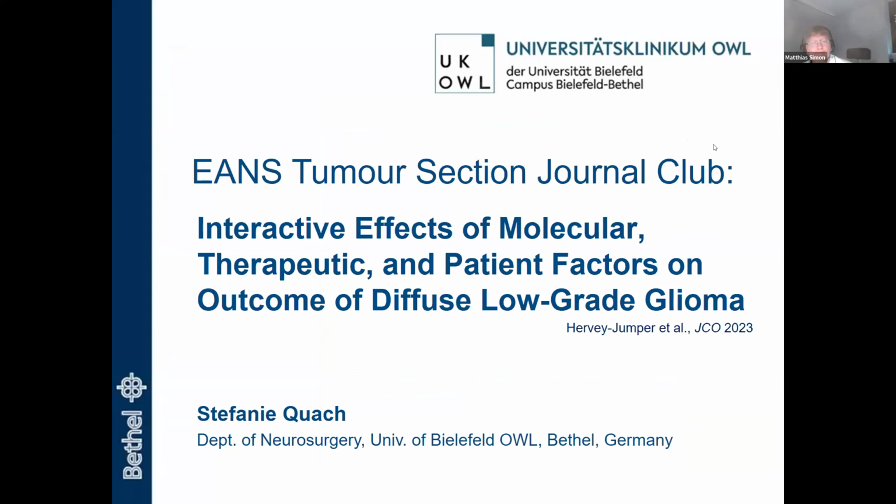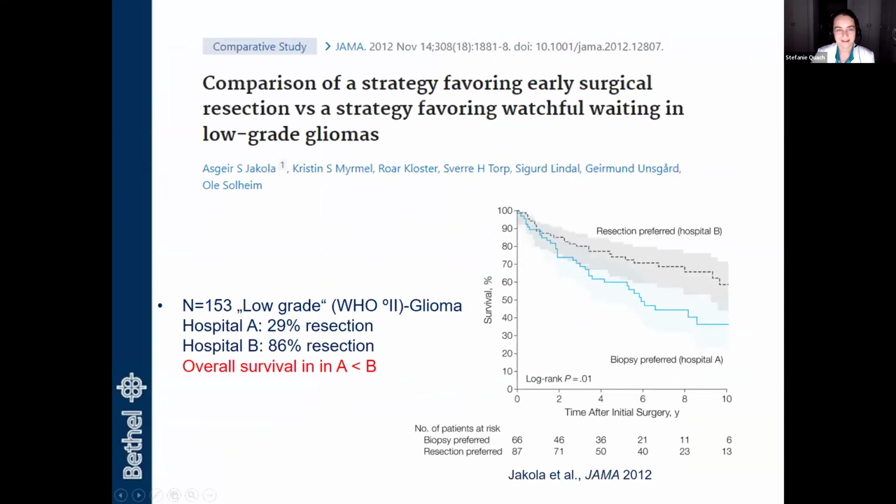Okay, so thank you for the opportunity to discuss with you some compelling data about the interactive effects of molecular, therapeutic, and patient factors on the outcome of diffuse low-grade glioma. As probably everyone in the audience knows, in 2012, Jakola et al. published their landmark paper comparing two hospitals with different strategies regarding treatment of low-grade glioma patients. And what they could show at the time was that preferred resection in Hospital B resulted in a strongly improved survival compared to Hospital A, which favored watchful waiting.